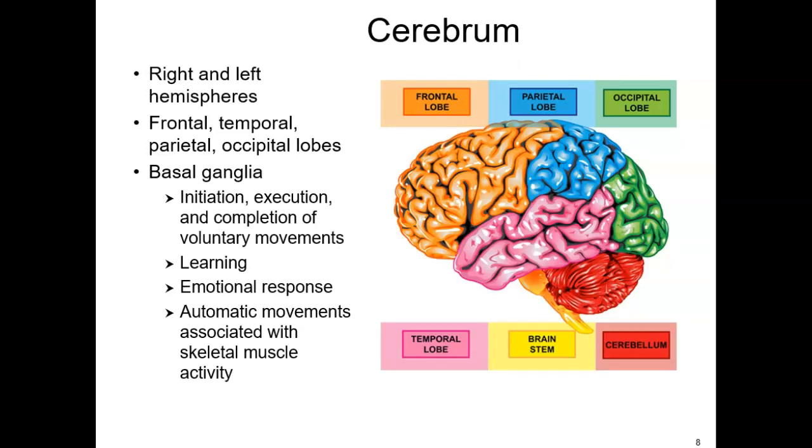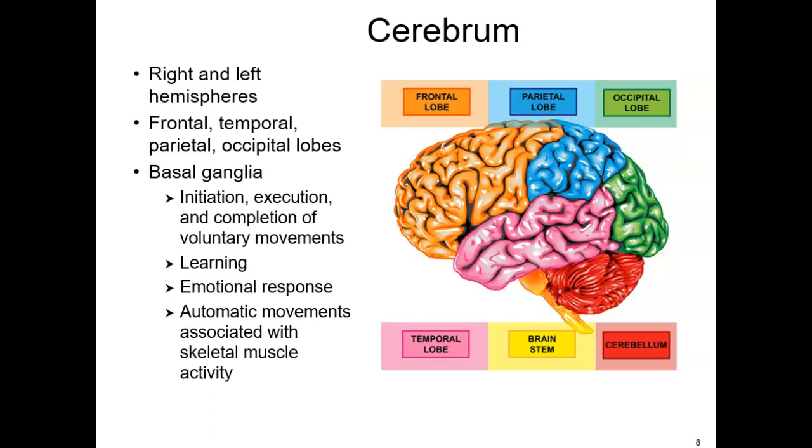All right, so now let's get into the brain. There are three main components of the brain. We have the cerebrum, the basal ganglia, and then the thalamus and hypothalamus. So we'll talk about the cerebrum here. We do have right and left cerebral hemispheres.